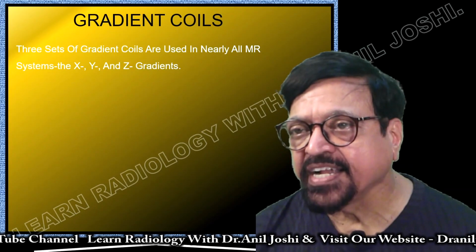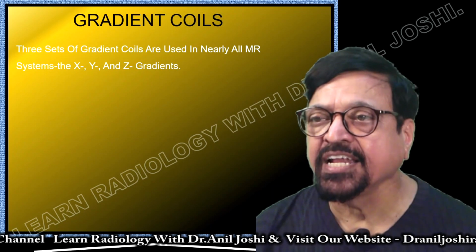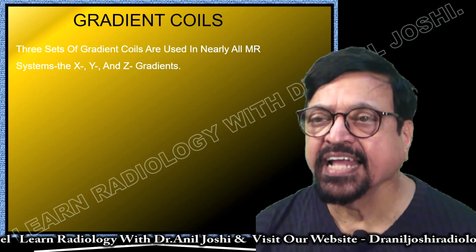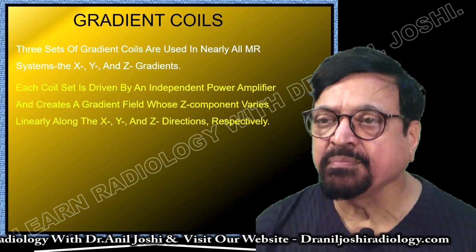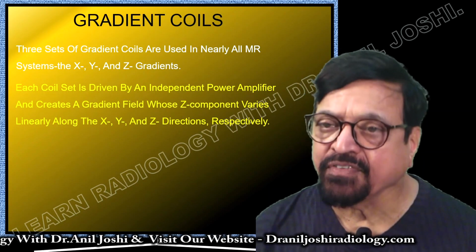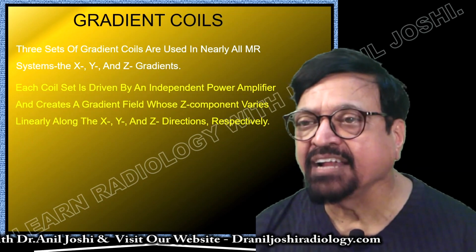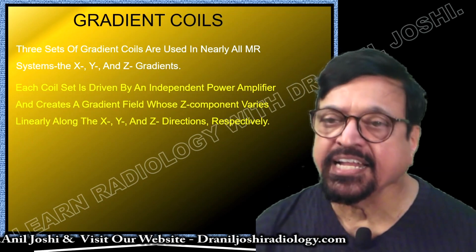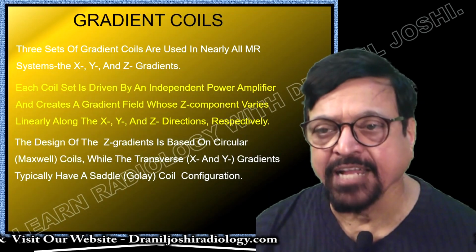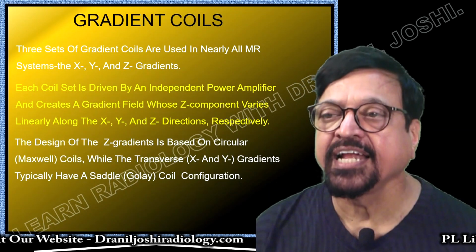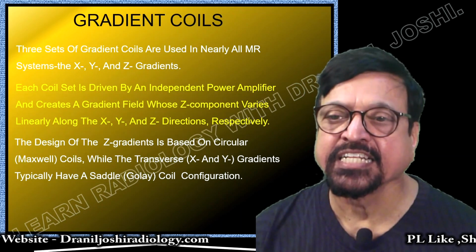Three sets of gradient coils are used in nearly all MR systems, that is X, Y and Z gradients. Each coil set is driven by an independent power amplifier and creates a gradient field whose Z component varies nearly linearly along the X, Y, Z directions respectively. The design of the Z gradient is based on a circular pair, that is the Maxwell coil.